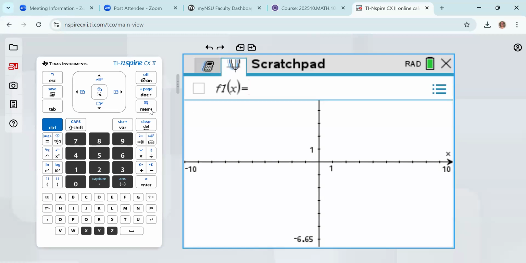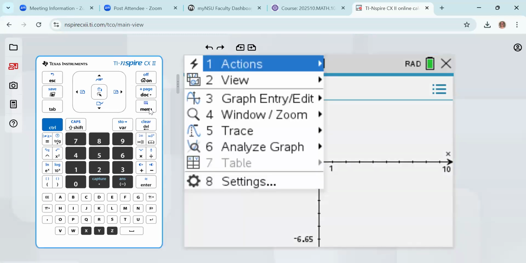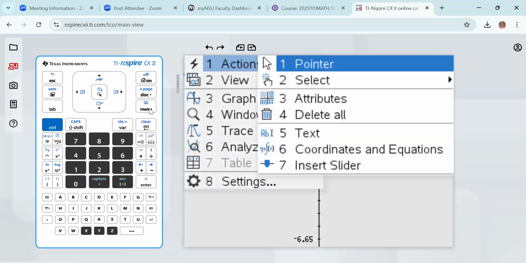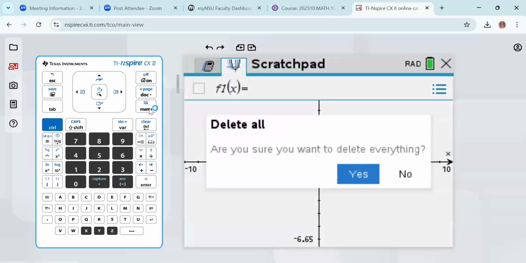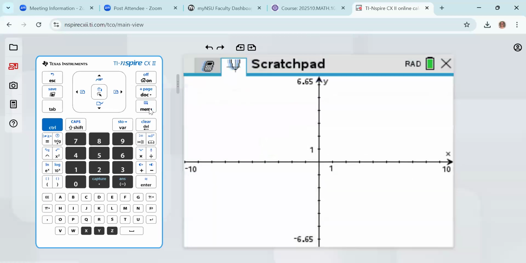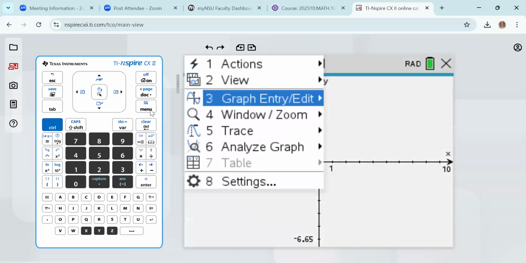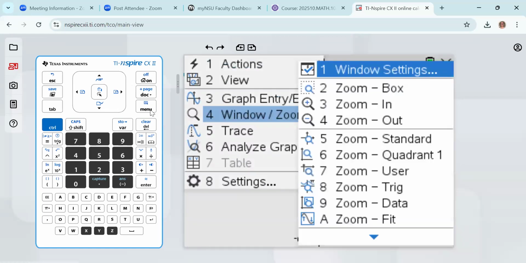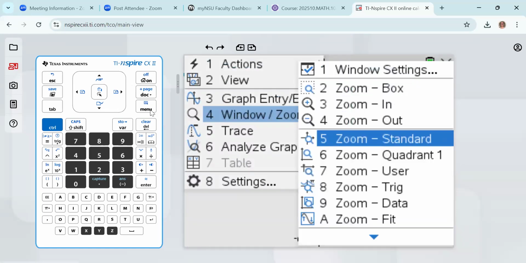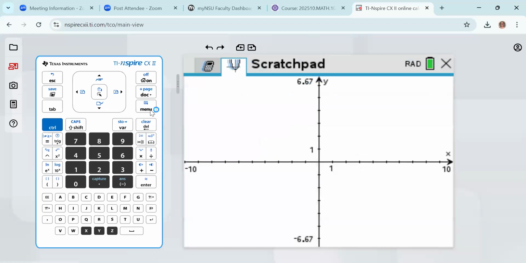If you need to clear out equations, just hit menu and you're on actions, delete all, and it will delete all the equations you have in there. Again, if you need to readjust your window, do menu, window zoom, and go to zoom standard, and it takes you back to a standard window.